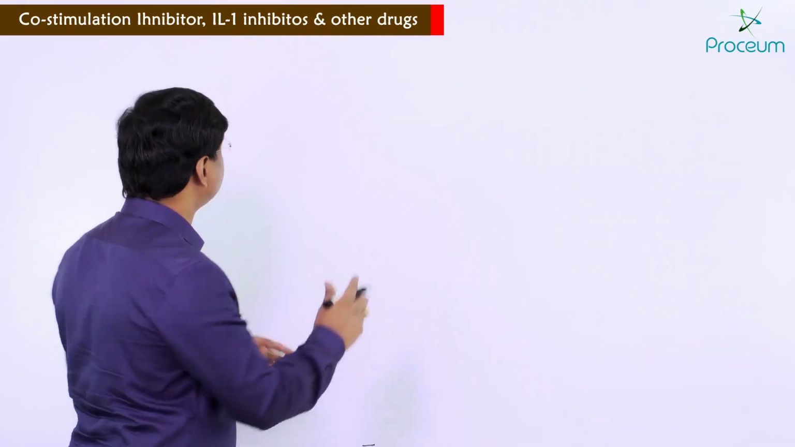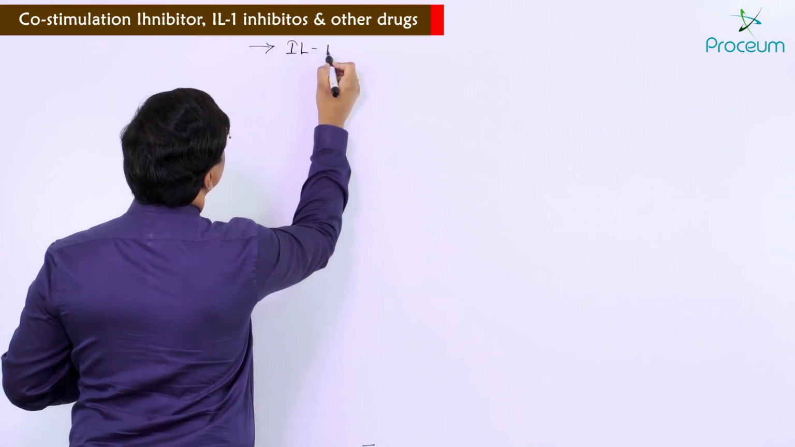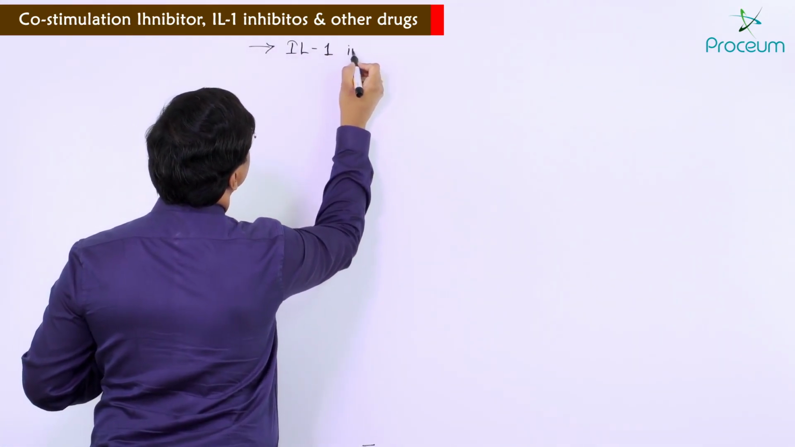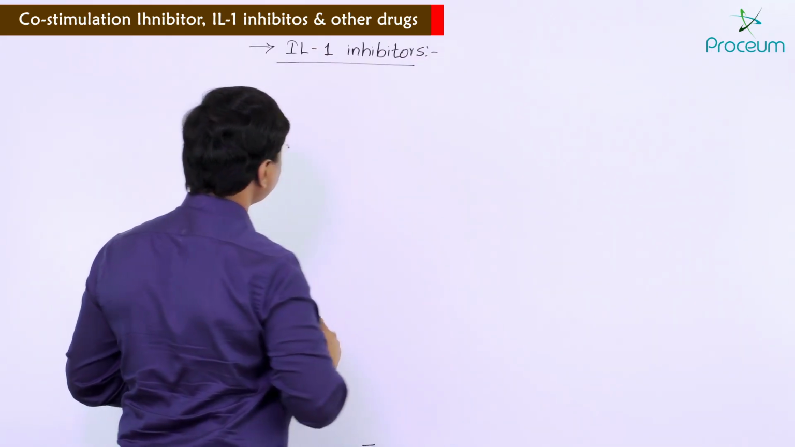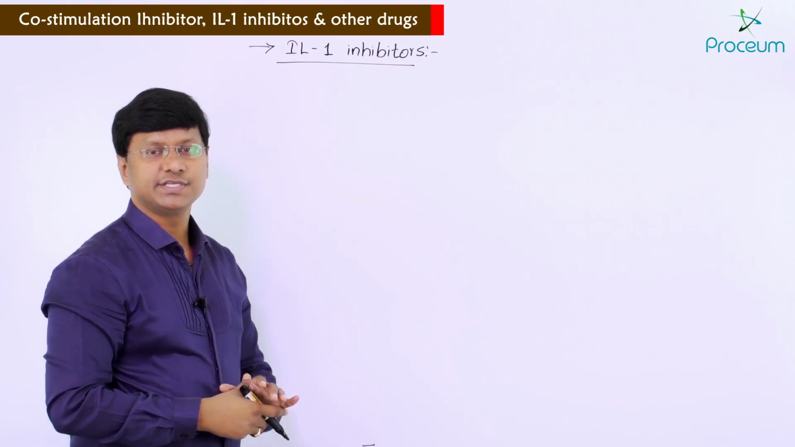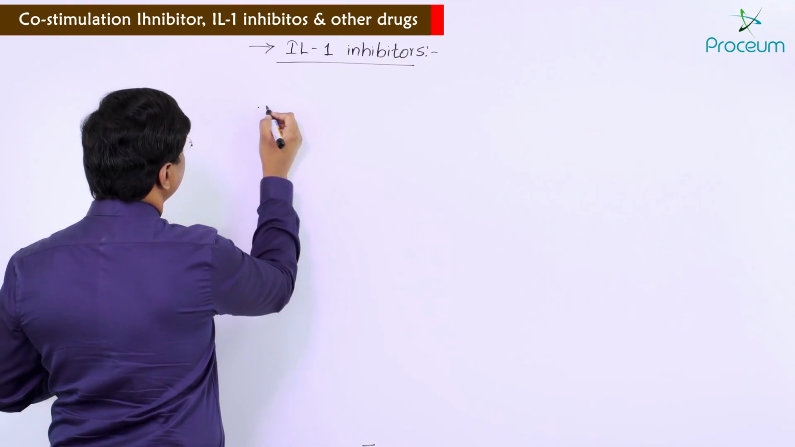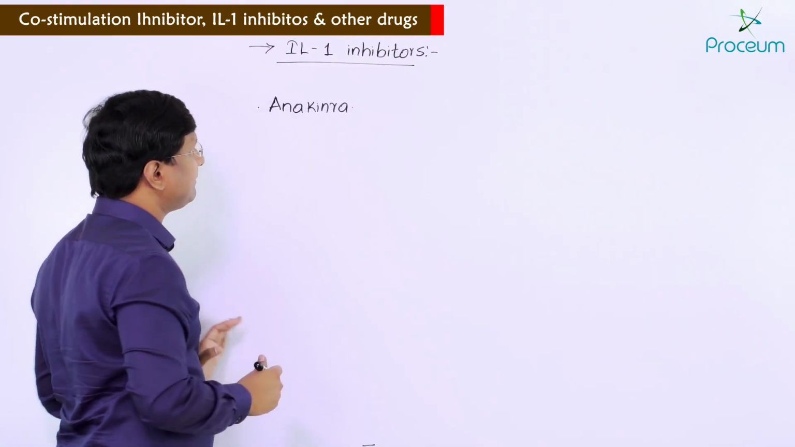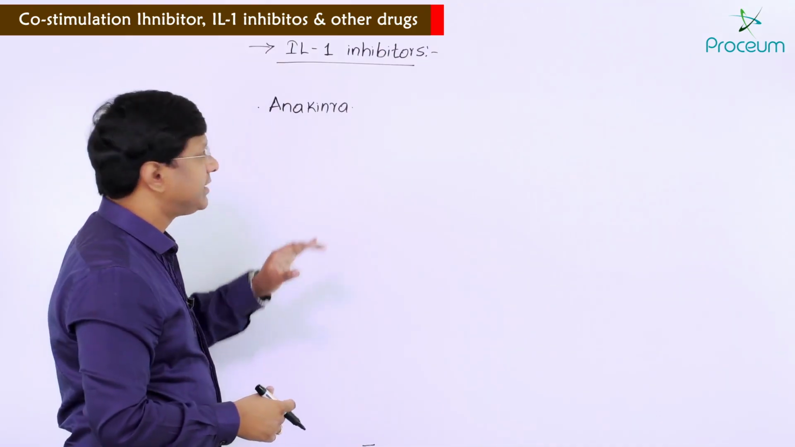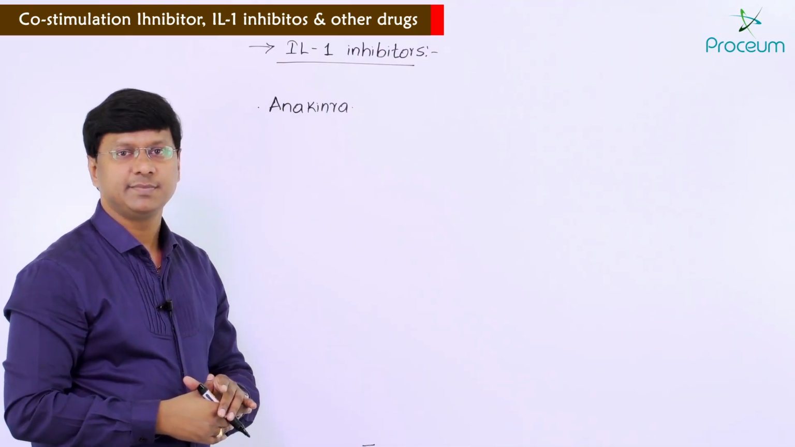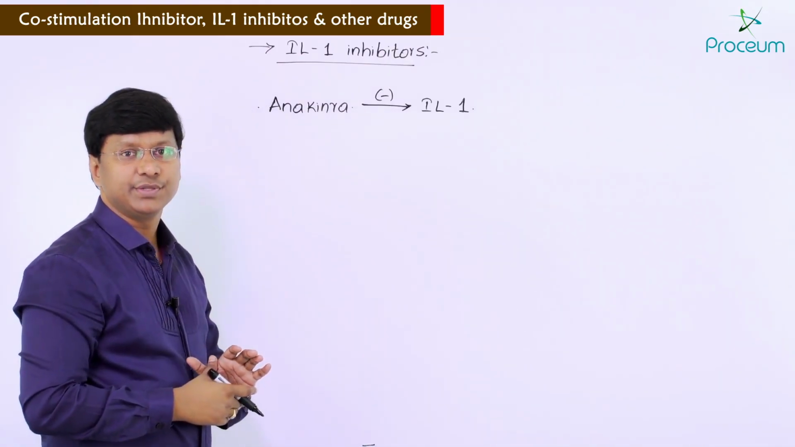Let me discuss the other immunomodulatory drugs, that is interleukin 1 inhibitors. Now if you see these interleukin 1 inhibitors, the drug we have is Anakinra. Remember, Anakinra is an inhibitor of the interleukin 1.